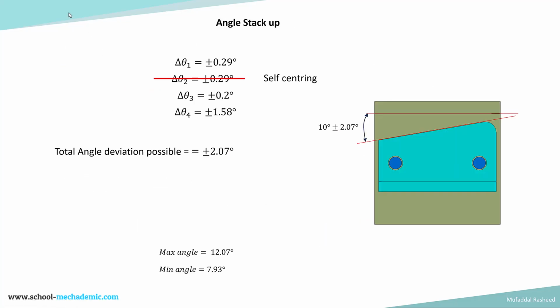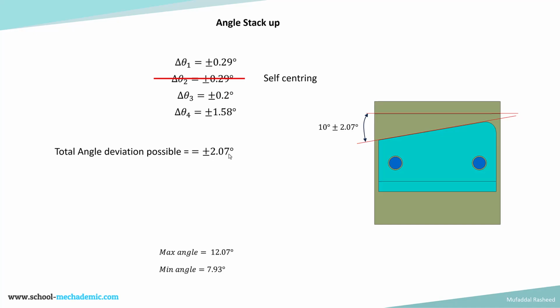So the angle stack up is calculated by adding all of these tolerances of the angles. The first deviation is plus or minus 0.29 degrees because of the angular deviation of the two holes on the base plate. The second is cancelled out by the first because we are considering it is a self-centering assembly. Delta theta 3 is the deviation in the angle of the part itself, plus or minus 0.2, that is from the drawing directly, and delta theta 4 is the assembly shift, plus or minus 1.58 as we had calculated. So calculating the total, we get plus or minus 2.07.